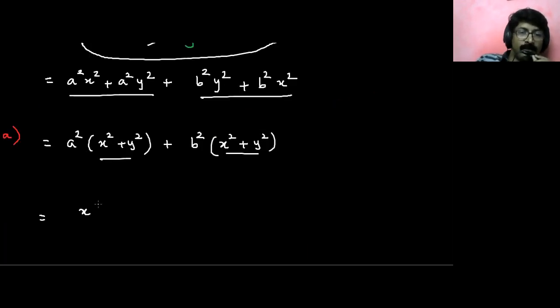So I'll take out x square plus y square common outside in one bracket, and in the second bracket we are left with a square plus b square. I hope you understood this, and that's it. Sum is done.